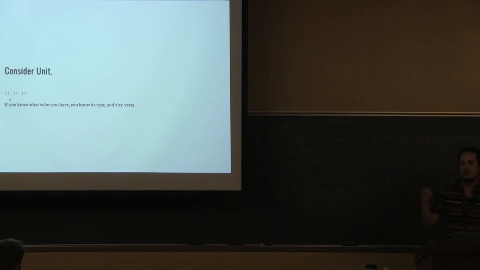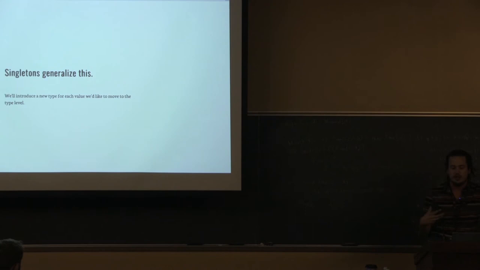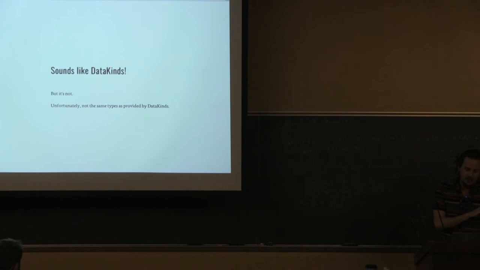So singletons are a generalization of this. For each type that we want to lift from the value level to the type system, we can make a new type which has a single value at the value level. Then we have this bijection, and we can move things back and forth. Sounds crazy. Don't worry, there's an example.